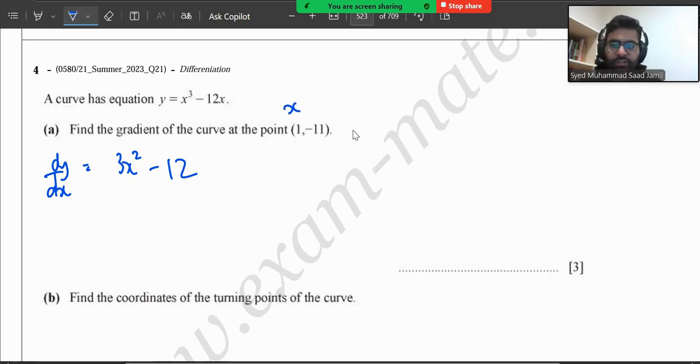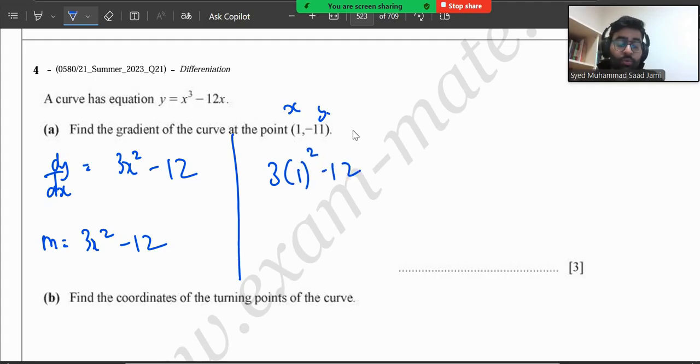Now find the gradient at the point. So look, this is the x value, this is the y value. We know that the gradient is equal to 3x squared minus 12. So in place of x, write 1 squared, doesn't matter because the square of 1 is 1. 3 minus 12, that's minus 9. 3 marks for free.